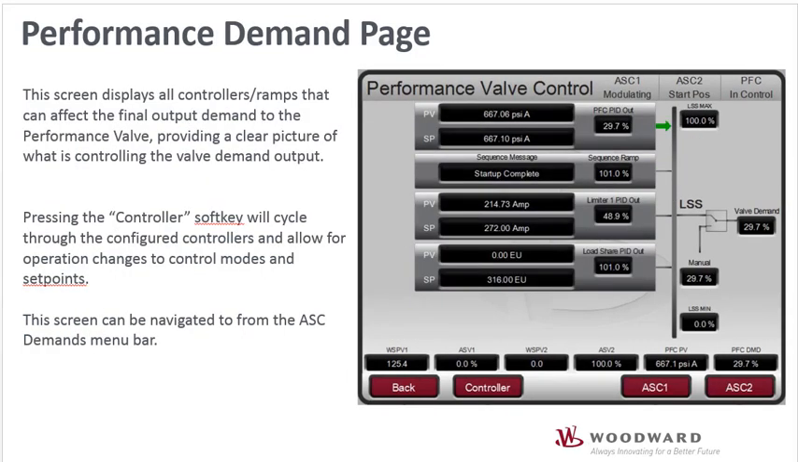On the performance demand page, this can be accessed from the home screen, the demands, and then using the performance soft key. We'll bring you here. This shows you what has control of the current valve demand output for the performance. So in this case, the PID is the lowest signal on this LSS bus, and thus that is driving the final demand. The green arrow will tell you what is driving this demand here. And then if you go into manual, there's some graphics that will display this switch has changed state as well.